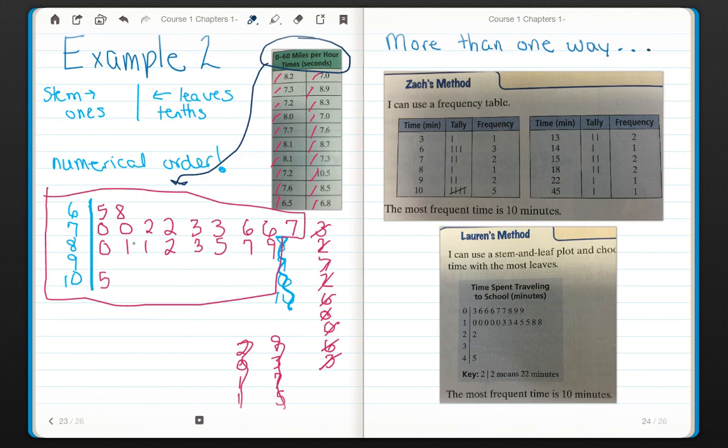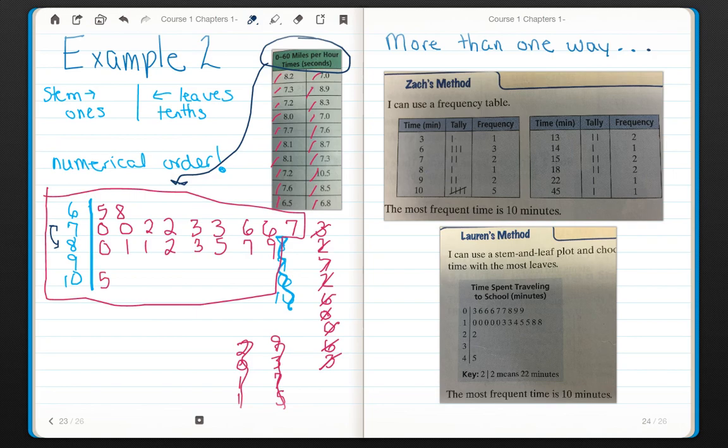I can look at this data and I can conclude that most compact cars take between 7 and 8 seconds to go from 0 to 60 miles an hour. 2 cars are faster. They take somewhere in the 6-second range. 1 car is really slow. It takes 10.5 seconds. But most cars are in the 7 to 8 second range. And I can tell that because their leaves are really long, where these leaves are both very short.